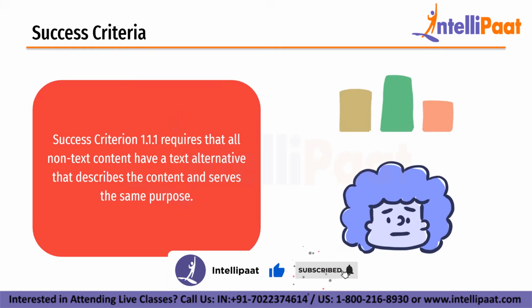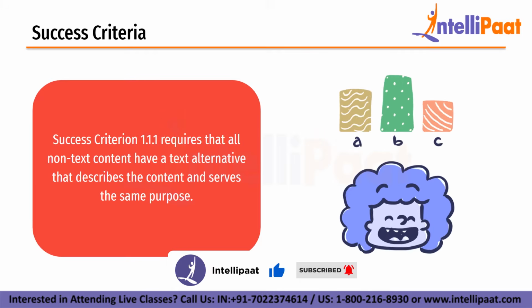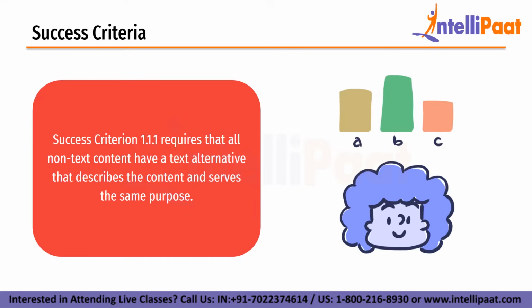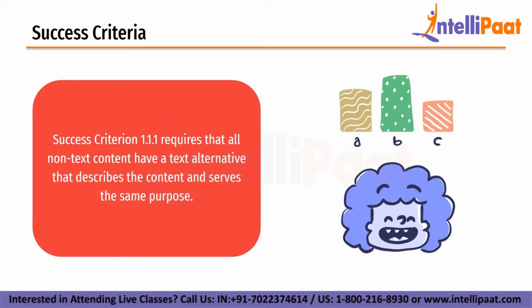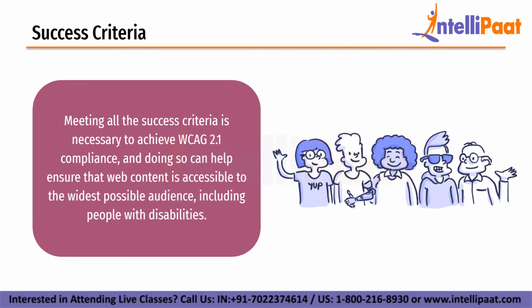Another example is success criterion 2.4.4, which requires that links have a descriptive and unique name. This is important for people with disabilities who use screen readers or other assistive technologies to navigate web content. If the links are not clearly labeled, people with disabilities might have difficulty understanding where they lead or what their purpose is. Meeting all the success criteria is necessary to achieve WCAG 2.1 compliance, and doing so can help ensure that web content is accessible to the widest possible audience, including people with disabilities.